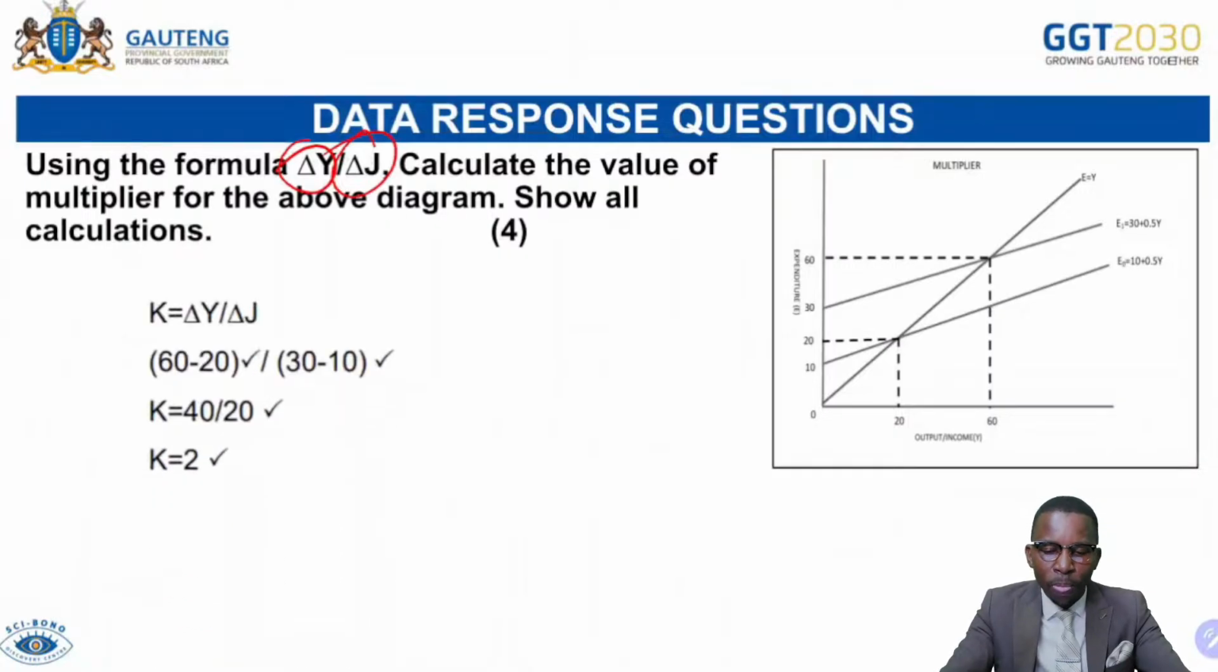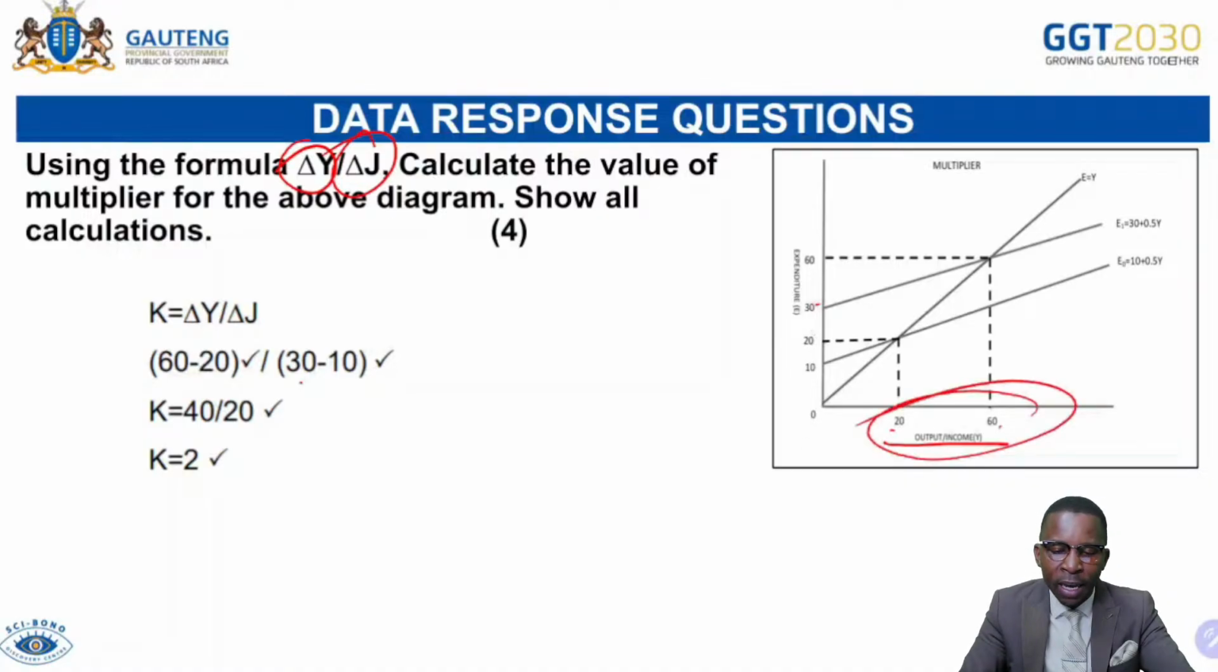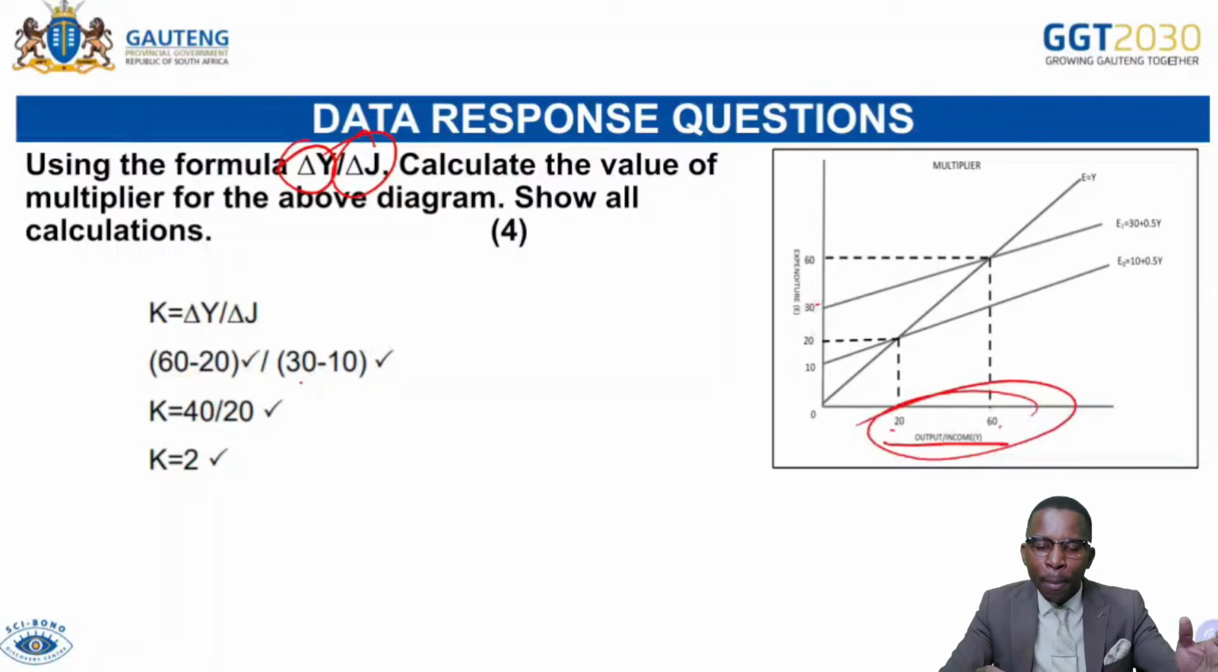Let's check. So this is the change we are looking for. So we'll say 60 minus 20, and then we'll also say 30 minus 10. So 60 minus 20 divided by 30 minus 10. Remember, this 60 minus 20 is this one here. And then 30 minus 10, you must not confuse the system. On your vertical axis, on the expenditure, you focus on this amount on your investment line.